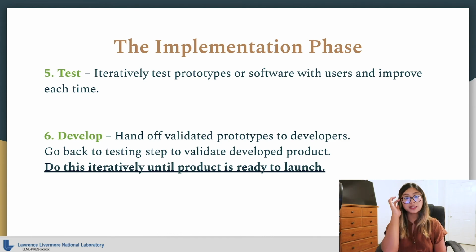So here is where you want to sit down with your users and test the prototypes that you've created. Based on their feedback, you should make improvements or revisions based on what they say and your previous research. So once your prototypes are validated, you can hand them off to developers to start coding. And after the coding is complete, you should go back into the previous step, which is testing, and test the developed product with your users again. And keep doing that iteratively over and over again until your users are satisfied with the product.